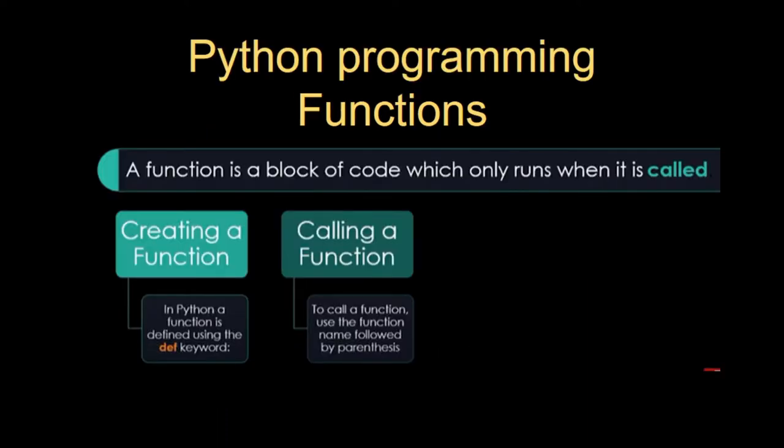So what is a function in Python, or in programming languages in general? A function is a block of code which only runs when it is called. What is called? The function name is called, and the block of statements bounded under that function is executed when the function name is called. This is how functions in the Python programming language work.